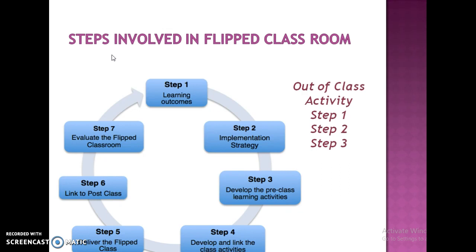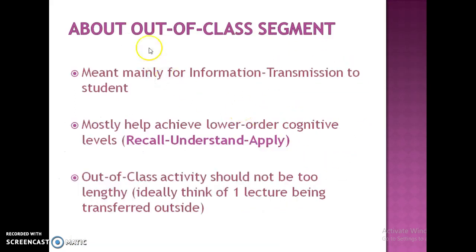Steps involved in the flipped classroom. There are 7 steps involved in designing the flipped classroom. I am going to discuss in this video Step 1, the learning outcomes of the out-class activity; Step 2, the implementation strategy; Step 3, develop the pre-class learning activities. These are the 3 steps I am going to concentrate on in this video.